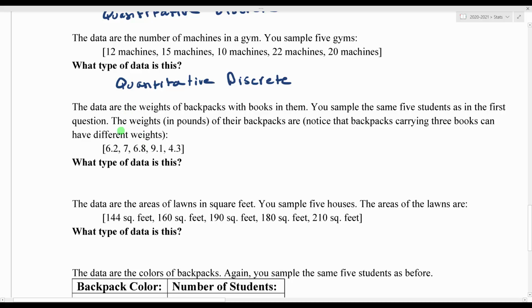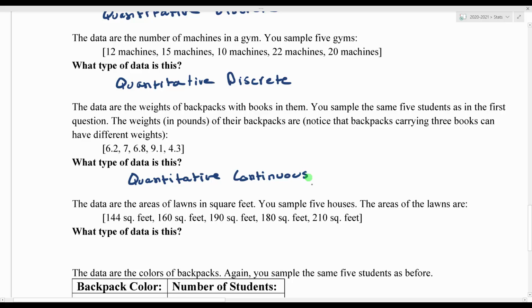That's okay. But let's take a look at our data here. We got 6.2. So the first backpack that we weighed was 6.2 pounds, then 7 pounds, 6.8 pounds, 9 pounds, 9.1 pounds, and 4.3 pounds. So again, these are numbers. So this is going to be quantitative. And since we're measuring and these are weights, this is going to be continuous.